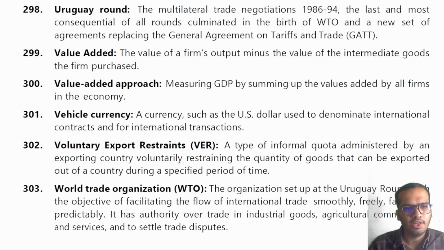Then we have number 300, value added approach. So it's measuring GDP by summing the values added by all firms in the economy. Then we have number 301, vehicle currency. So a currency such as the US dollar used to denominate international contracts and for international transactions.